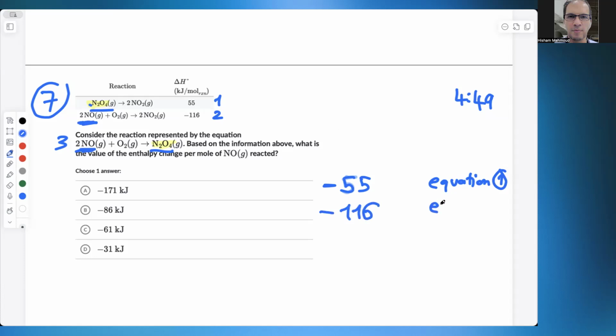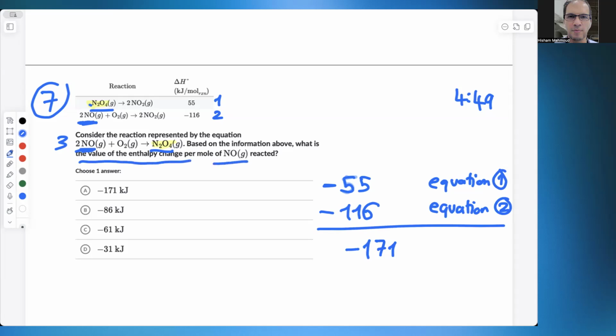Okay, what happens when I add the two values together? We said, Mister, I will add the two values together. So after adding the two values together, what do you get? You get minus 171. But take care, that was a very tricky part. I rarely see a question which is tricky like that, because this is minus 171. Yes, it is for the correct equation, but he asked what is the value for the enthalpy change for 1 mole. So the equation number 3 that we found is minus 171.